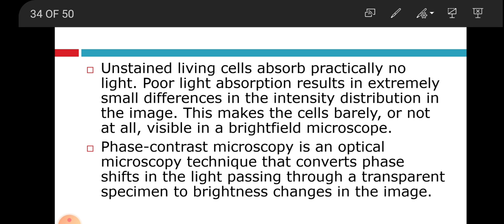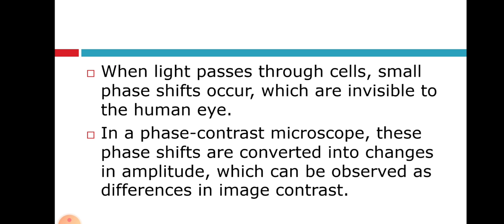Phase contrast microscopy is an optical microscopy technique that converts phase shift in the light passing through a transparent specimen to brightness changes in the image. When light passes through cells, small phase shifts occur which are invisible to the human eye. In a phase contrast microscope, these phase shifts are converted into changes in amplitude, which can be observed as differences in image contrast.